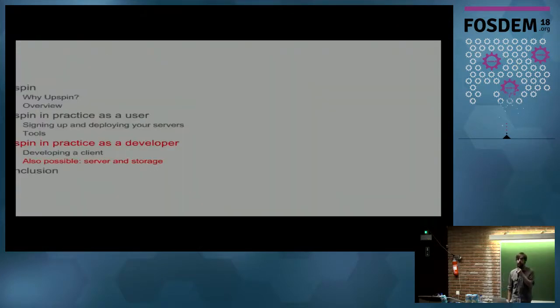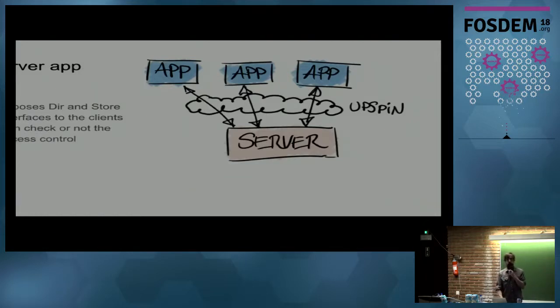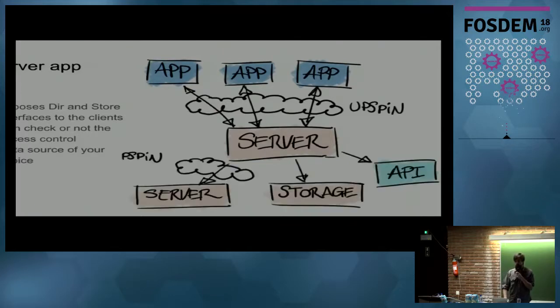The other thing that you can build are the server and storage. A server app is something that implements the directory and store servers of the Upspin protocol, and that's all. The rest is you're just free to do whatever backend you want. So you can check the access control if you like, and then any data source of your choice. It can be just a link to another Upspin server, or maybe it can be the GitHub API for serving GitHub issues or this kind of thing.